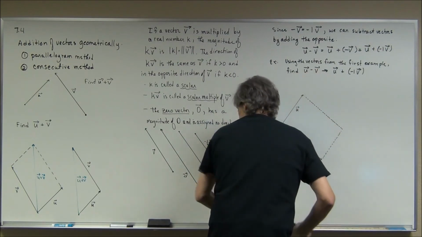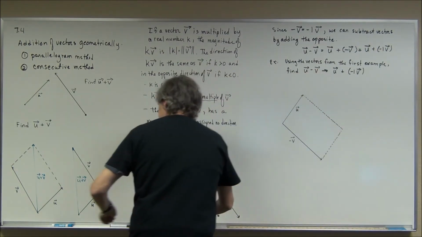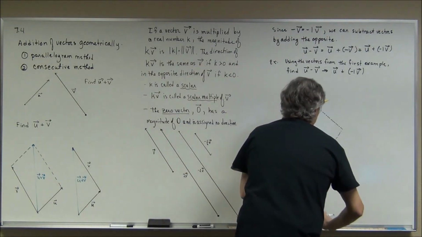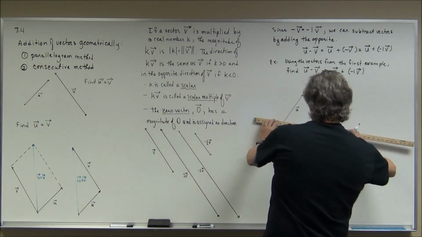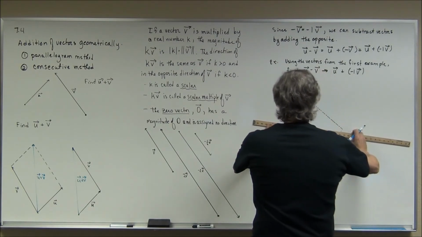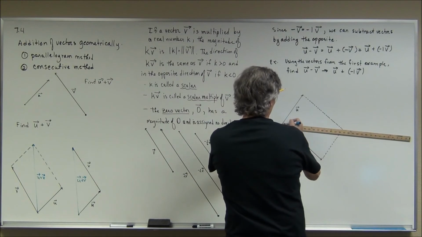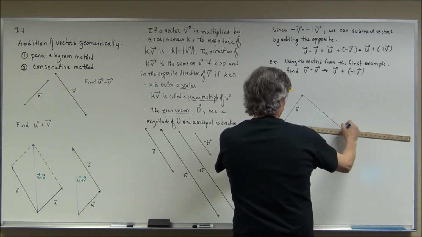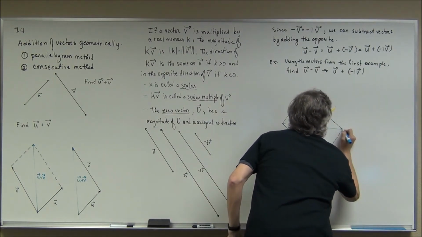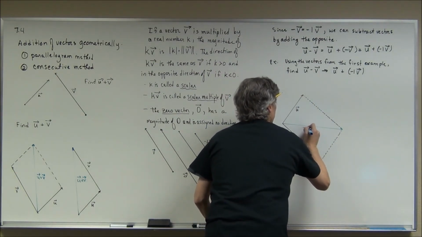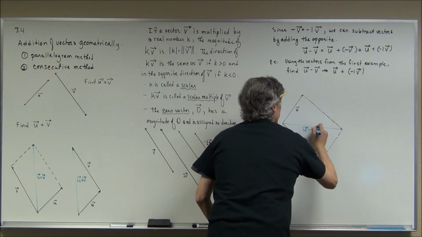And I'll use a different color marker. The vector goes from the initial point to this fourth vertex of my parallelogram that I've drawn. And this would be vector u minus vector v.